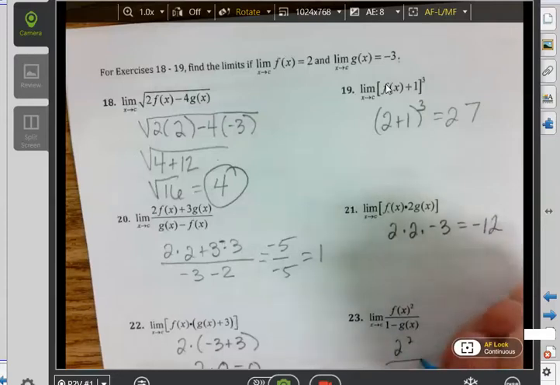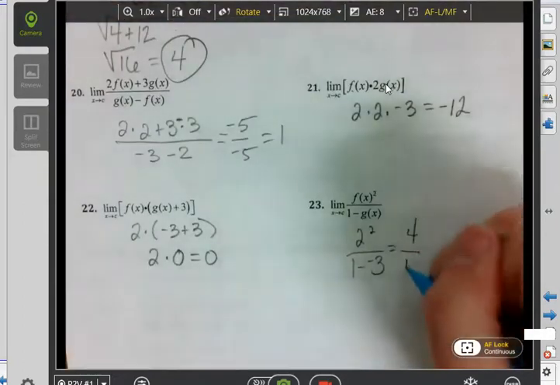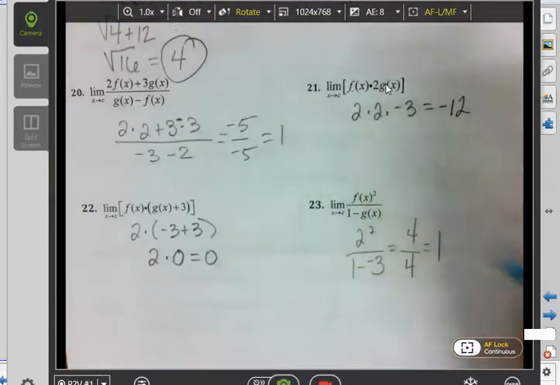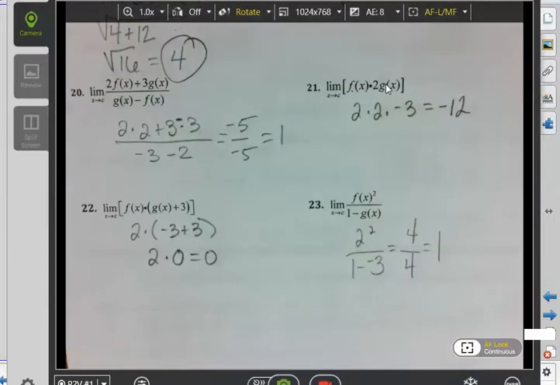2 squared, 1 minus negative 3. What's this answer? We can't see it. Thank you. All right, did you guys get 1 for that one? Okay, so I'm going to stop this video. I'm just going to give you a couple trig review problems after that, okay? You can do this on the back.